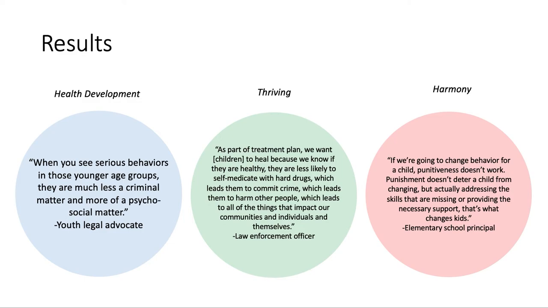For example, one elementary school principal said, "If we're going to change behavior for a child, punitiveness doesn't work. Punishment doesn't deter a child from changing, but actually addressing the skills that are missing or providing the necessary support. That's what changed kids." This directly aligns with the LCHD Harmony framework. Overall, child involvement in the youth justice system was considered to be developmentally inappropriate, with alternative systems and approaches regarded as better suited to support children and address root causes of disruptive behaviors, so that all children could reach their potential and thrive.